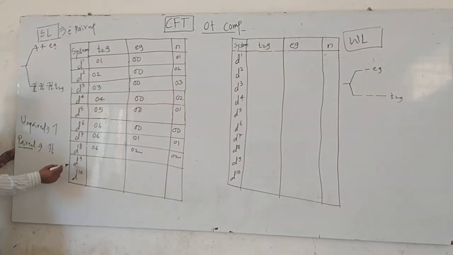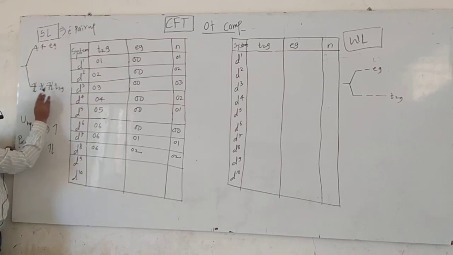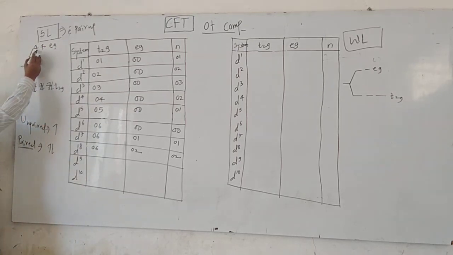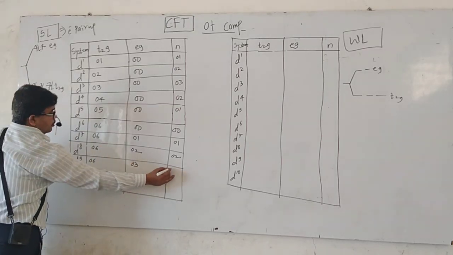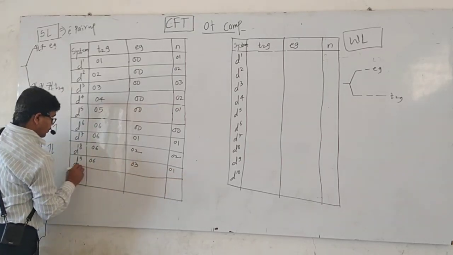Okay. Now d9 system. 1, 2, 3. You know that strong ligand means electrons will pair up. So 1, 2, 3, 4, 5, 6. Up to 6 it will be here. 7, 8. This will be 9. So in the t2g 6, in the eg 3. Number of unpaired electron is 1.